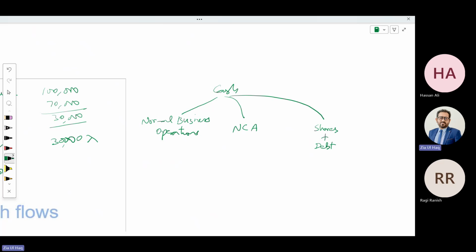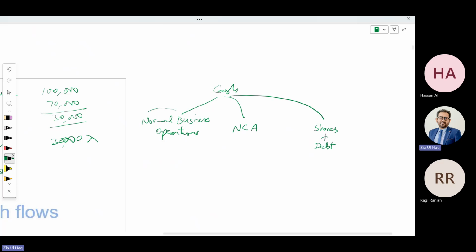If you issue new shares, you will be having cash. If you take new debt, you will be having cash. If you are paying debt, you are paying cash. To shareholders, you are also paying a dividend. So cash is involved in normal business operation activities, in non-current assets buying and selling, and in shares and debts as well. This means the owner wants to know how much cash is generated from these three different types of activities.